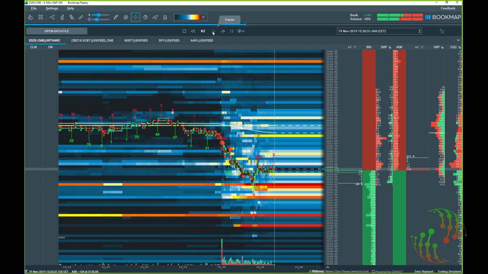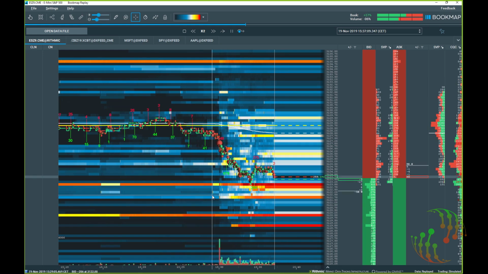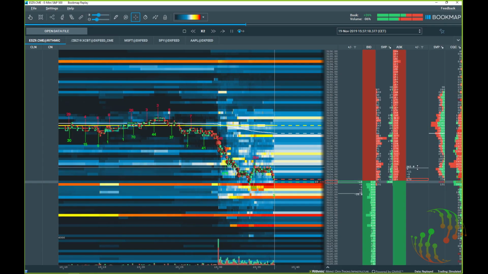It's not what I wanted to show you, but the market is clearly down. So it's attracting again this 23 level. You see the pressure here on the offer side.